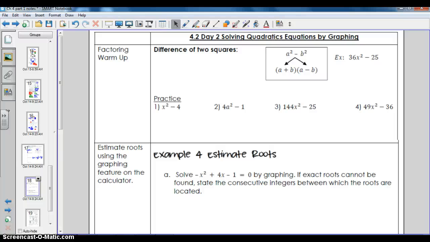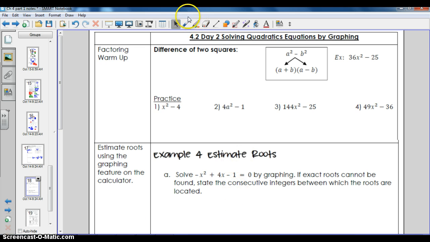This is lesson 4.2, day 2. We're going to be doing graphing, mostly on a calculator. So if you have your graphing calculator, you're going to want to get that out. I'm also going to show you it on the Desmos, which you can either find at desmos.com or download the Desmos app. So let's start with some factoring.